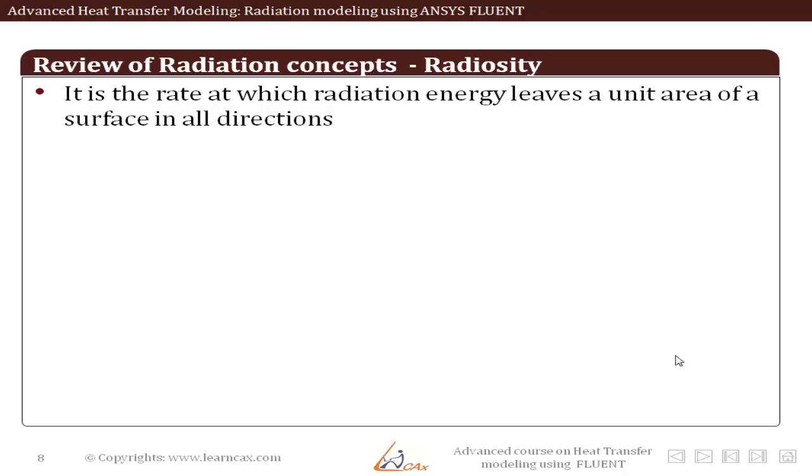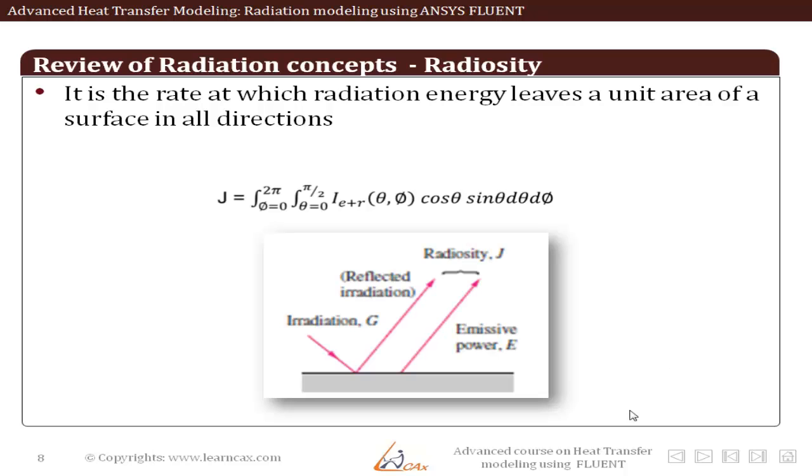Next important concept is radiosity. Radiosity is the rate at which radiation energy leaves a unit area of a surface in all directions. The formula for that is as shown. So if we sum up the interaction of a surface in terms of radiation, we have irradiation, which means radiation falling on the surface in this direction. Then the reflected radiation goes like this. This is the reflected radiation. And we have emissive power, which is the emitted radiation by the surface. So these two, that is reflected radiation along with the emitted radiation, form the radiosity parameter.